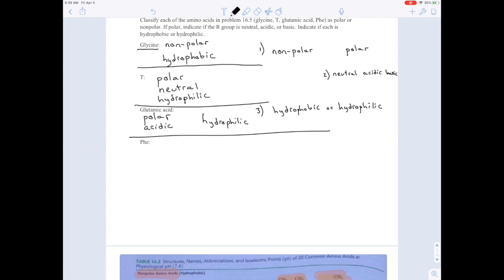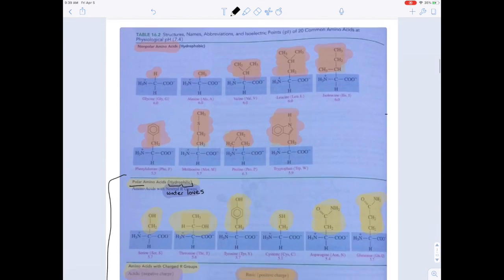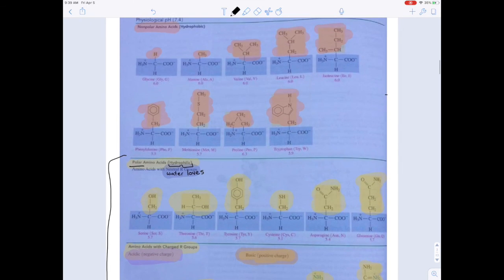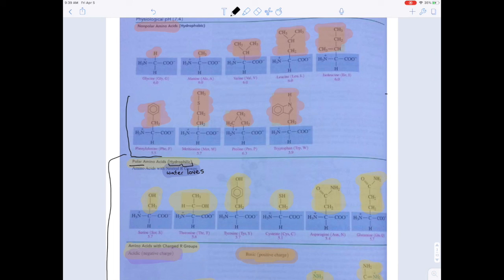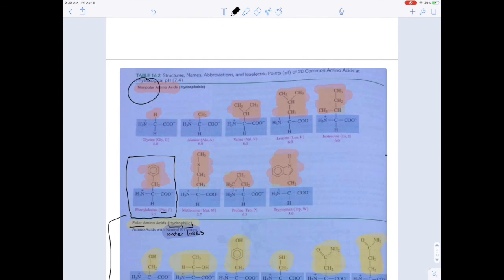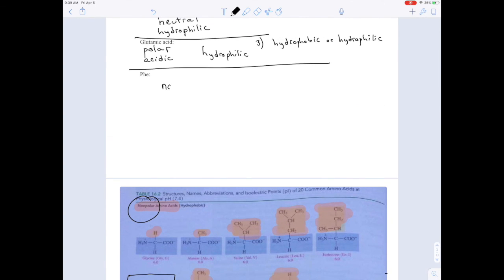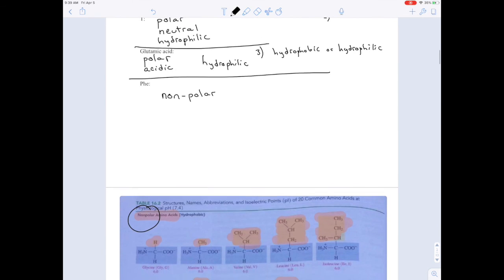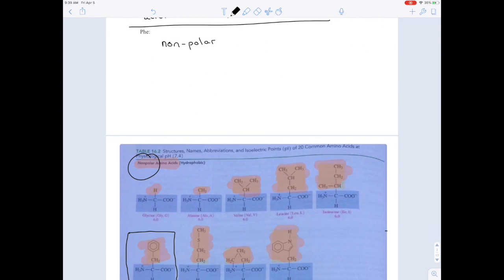All right, last but not least, PHE. That's a 3-letter abbreviation, so we're looking for PHE, and you would see that is right here. That is phenylalanine. You can see the PHE right there. So the first thing we notice is that it is nonpolar. If it's nonpolar, then we don't have to say whether it's neutral, acidic, or basic. We'd go to the third step and ask, is it hydrophobic or hydrophilic? We can see that on the table.